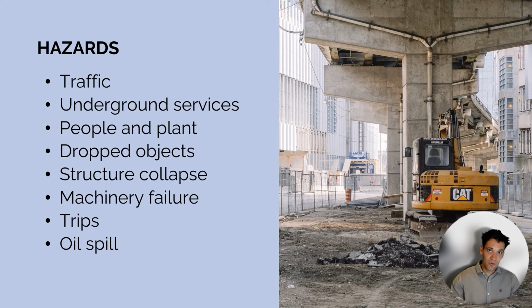There could be people working around the excavator, leading to people and plant interactions. You could have dropped objects from people working above. You could have a structure collapse. You could have machinery fail. You could have trip hazards with all the objects on the ground, or you could have an oil spill that goes down the drain. In any construction project, there is a huge amount of different hazards that we need to be aware of and we need to manage.